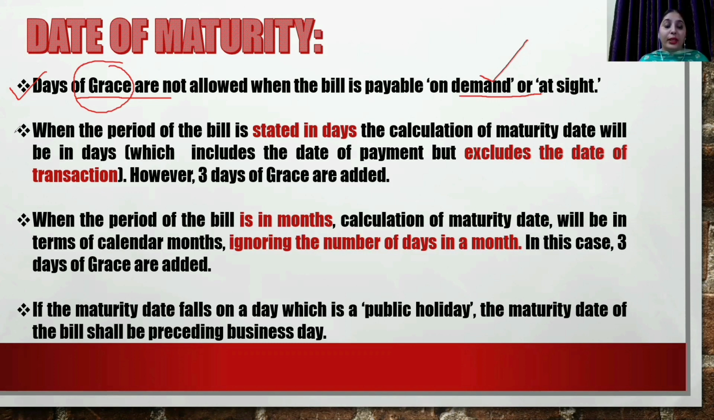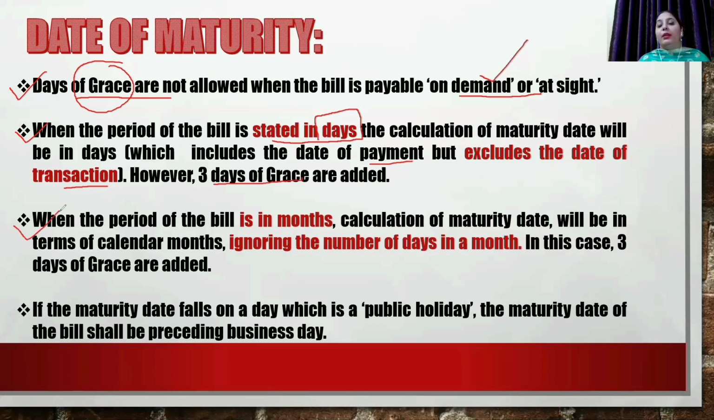Next point is also very important. When the period of the bill is stated in days, that means instead of months, it has been stated that the payment will be made after a certain number of days, then in that case, the calculation of maturity date in days will include the date of payment. Payment date will be included, but the date on which the transaction has taken place, that means the date on which the sale or purchase has been done, that date will be excluded. However, 3 days of grace are added.